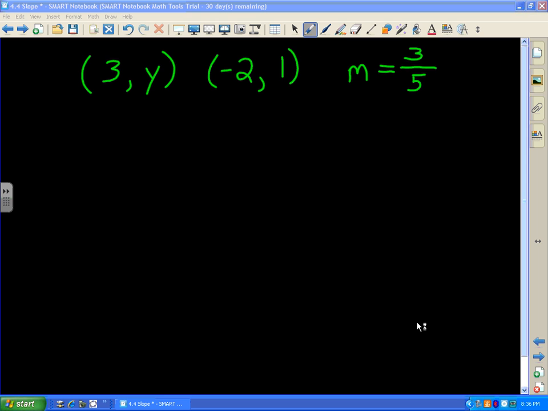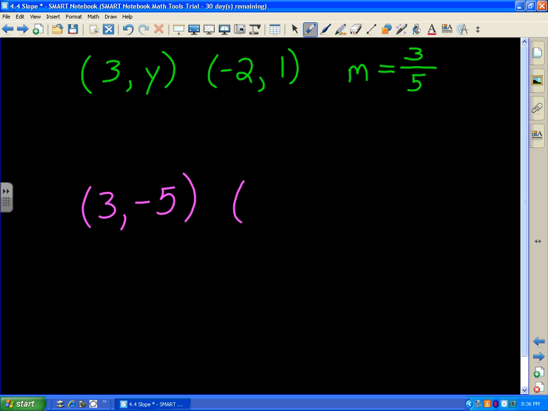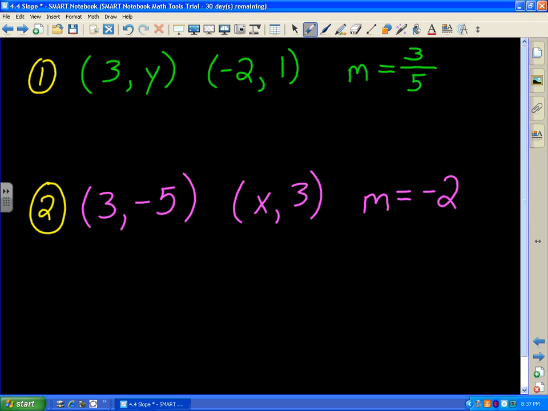In the second example, it's going to pass through -3, -5. It also passes through x, 3, and it's going to have a slope of -2. Now might be a good time to pause the video so that you can work on problems 1 and 2. And then on the next few pages I will work those out and you can see a worked out solution.